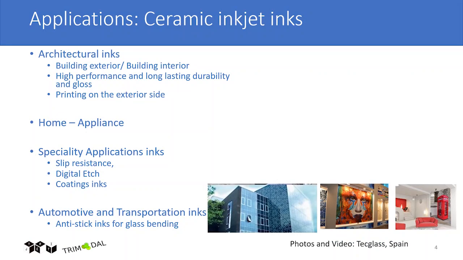So let's look at what applications we are doing with digital printing on it. You're laughing at it, so you see some of it. Okay, that's architectural inks. Yeah, you do it. Home appliance. You have special application inks, resistance, and the automotive transportation. These are typical examples of it. I might play the video, maybe, and then I will skip it very quickly.